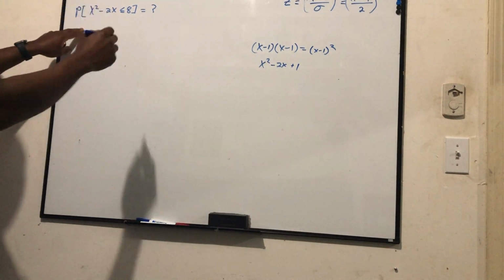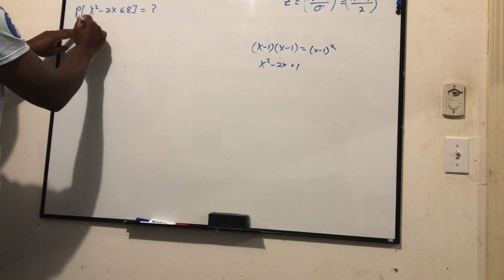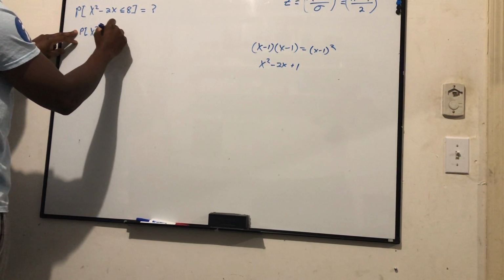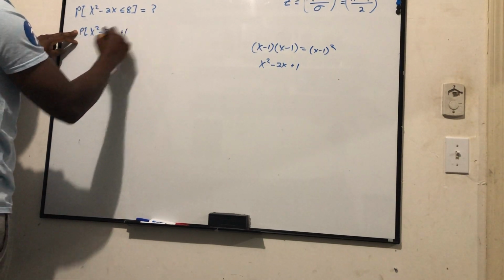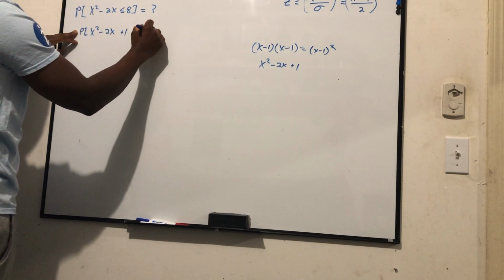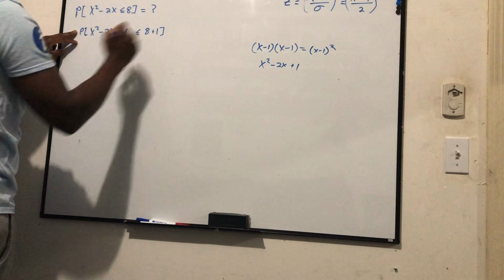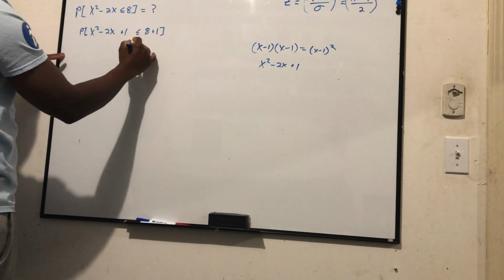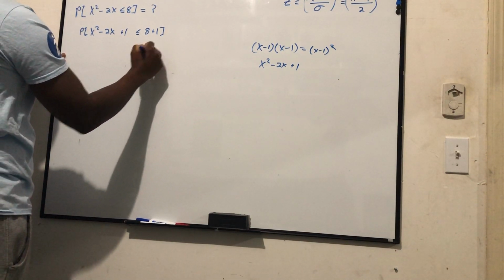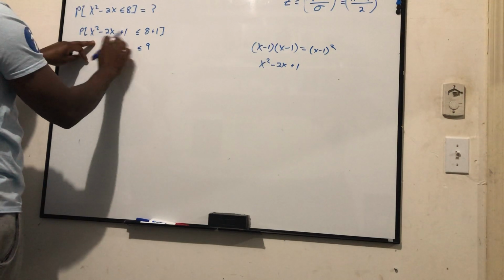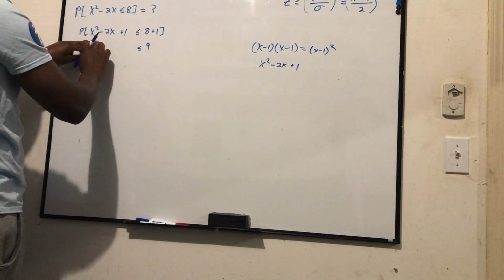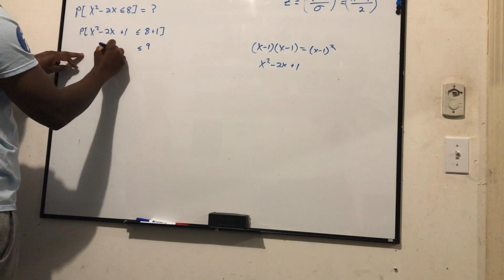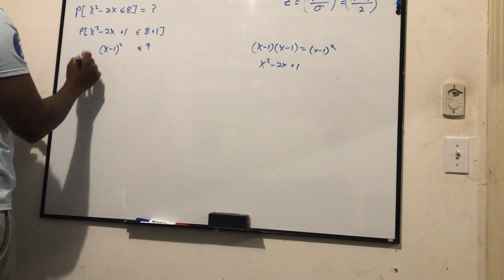So let's input this here. What we can do is say, this is the probability that x squared minus 2x, and let's just add a 1 here. If we add 1 on both sides, the inequality still holds. Perfect. Then this is 9, and then we have exactly what we want. Now remember, we don't want this. What we want is x minus 1 squared. That's what we want.